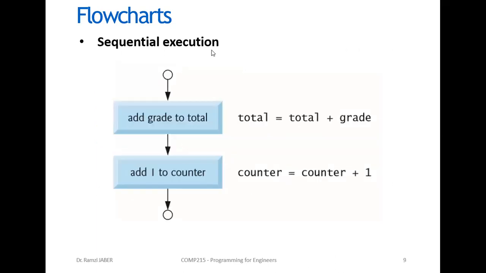Now, a sequential execution example. Here we have 2 assignments, so there will be 2 sequential blocks, rectangles: add the grade to total, add 1 to counter. So these 2 are sequential.